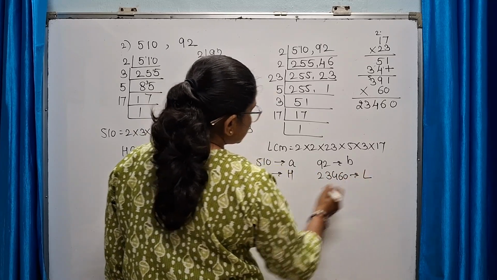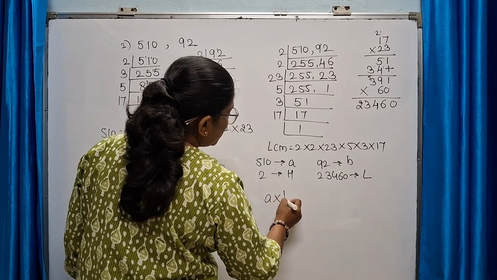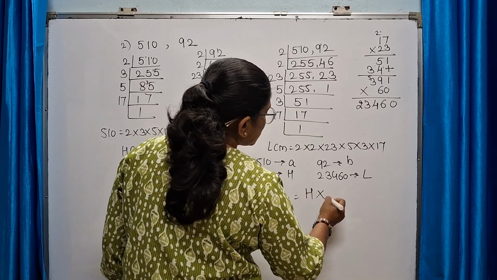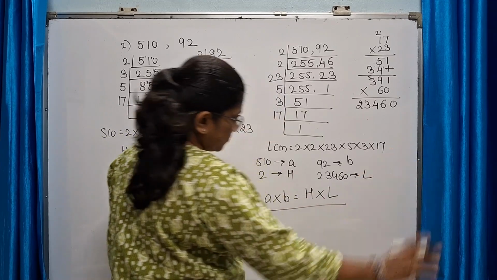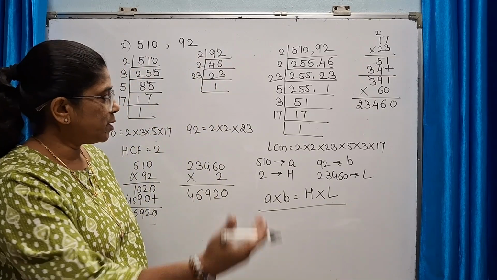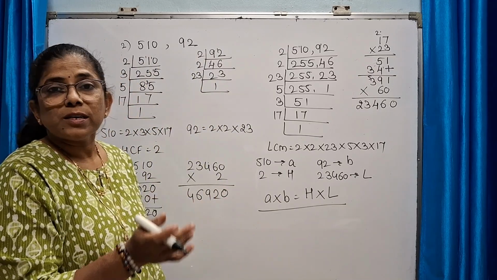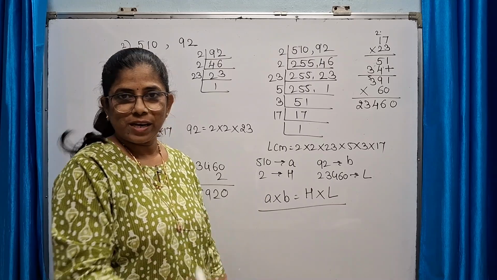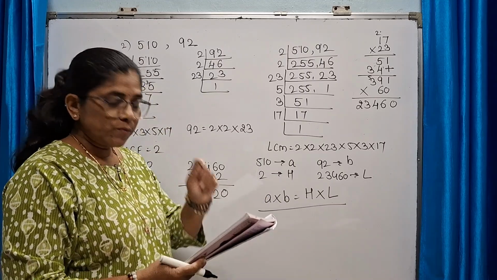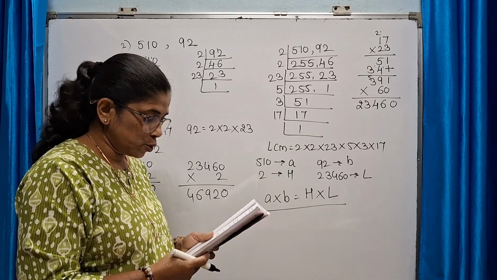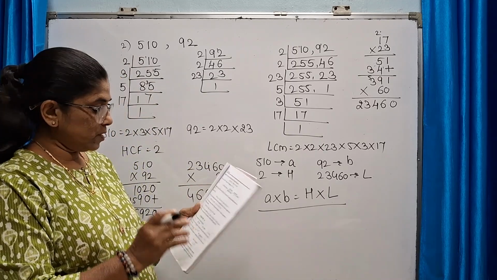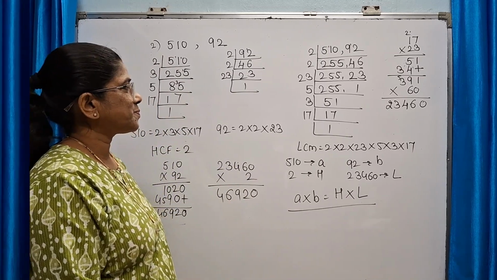23,460 is our LCM. So we have A into B is equal to H into L. So the relation between the product of the numbers and product of their HCF and LCM is verified. So here we have completed the second sum. Let's move to the third sum of this second main question.